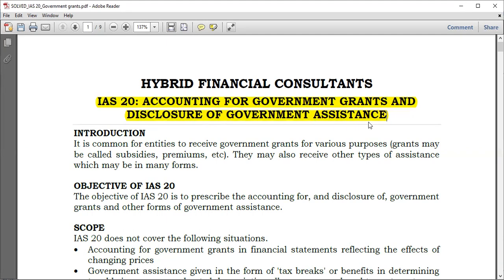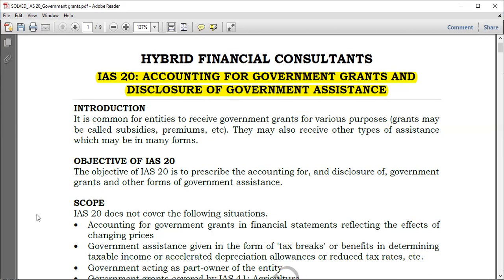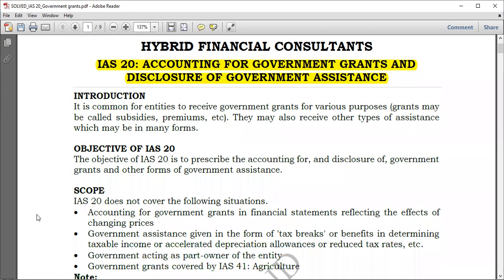There can be a lot of things. You could get some assistance. Now you have to know how to distinguish between government assistance and government grants. We'll see the difference and how to deal with that. For government grants, we usually account for them in the books, but for government assistance, we usually just disclose something in the notes. All right, let's go forward and take a look at this.